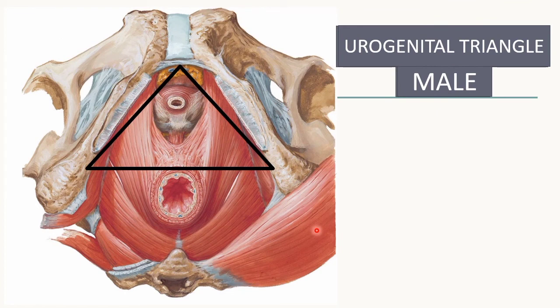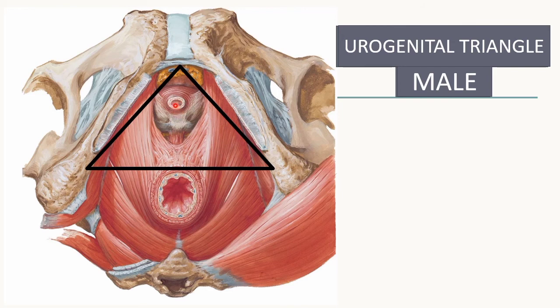Now, what about the urogenital triangle in the male? How is it present, and what are its boundaries? The anterior boundary is formed by the posterior surface of the pubic bones, and on the right and left sides we can identify the ischiopubic rami. Posteriorly, the base is formed by an imaginary line drawn at the level of the ischial tuberosities. The apex is formed by the joining of the right and left lateral boundaries.